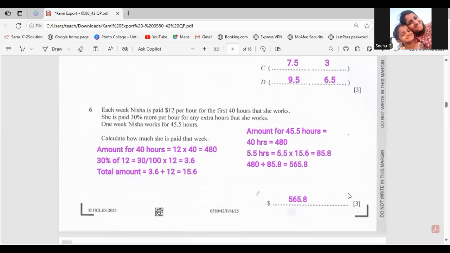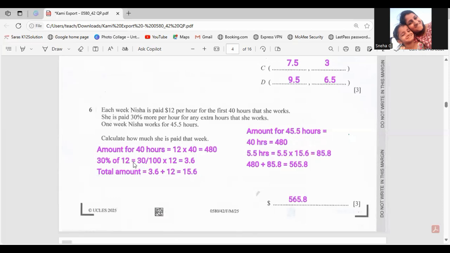Each week, Nisha is paid $12 per hour for first 40 hours that she works. She is paid 30% more per hour for any extra hours that she works. 1 week, Nisha works for 45.5 hours. Calculate how much she is paid that week. Now, amount of hours that is given here is 40 hours. So, for 40 hours, her payment is going to be 40 multiplied by 12, which is 480 rupees.